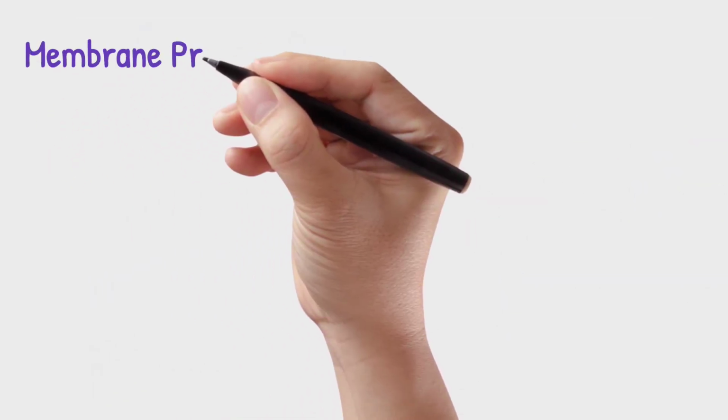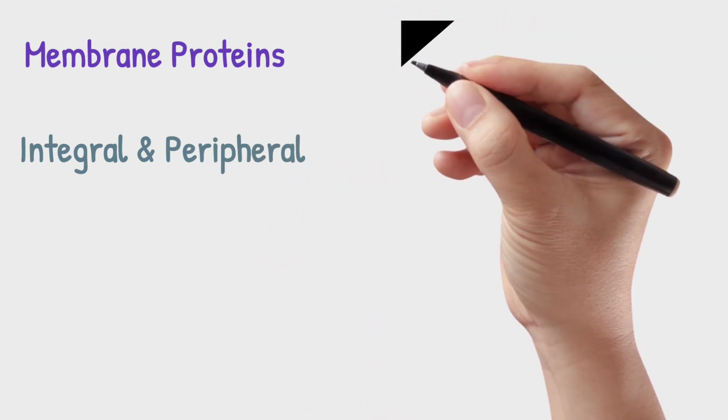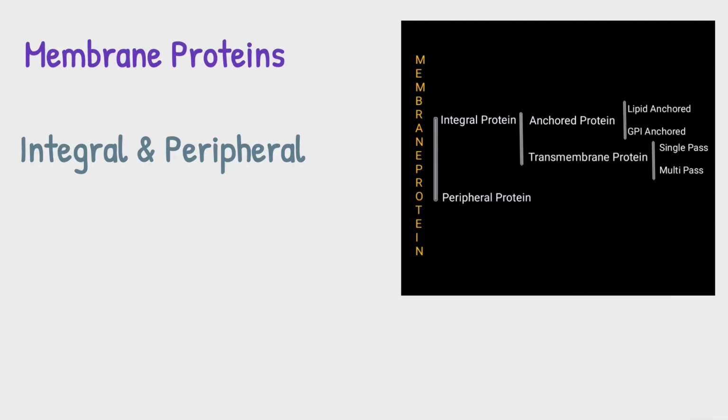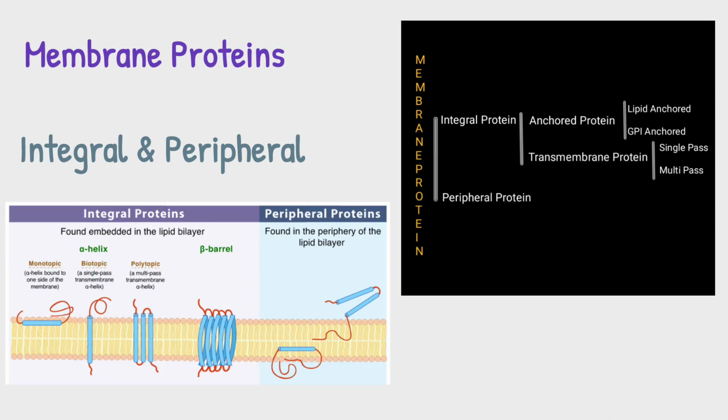Now let's talk about the membrane proteins. The proteins are divided into mainly two categories in the plasma membrane: integral and peripheral proteins. The peripheral proteins are located entirely outside the lipid bilayer, on either the extracellular or the cytoplasmic surface, and are associated with the membrane by non-covalent bonds. Whereas the integral proteins penetrate the lipid bilayer. The integral proteins can be further divided into anchor proteins, which can be lipid anchored or GPI anchored, and transmembrane proteins, which penetrate the lipid bilayer single or multiple times. The transmembrane proteins mainly act as channel proteins.